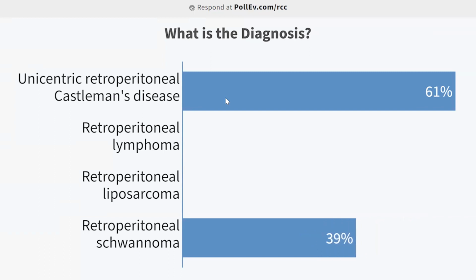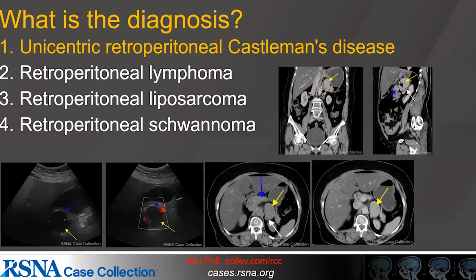We're seeing a preference for Castleman's disease here, with a substantial minority thinking this could be a retroperitoneal schwannoma, which is certainly a reasonable thought. Nobody going for lymphoma or liposarcoma. All right, so let's go ahead to the next slide with the diagnosis. And this is, in fact, biopsy-proven unicentric retroperitoneal Castleman's disease.